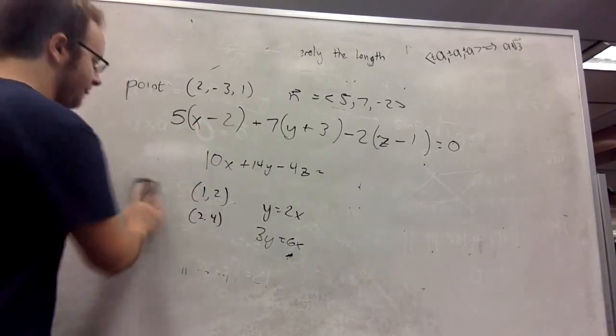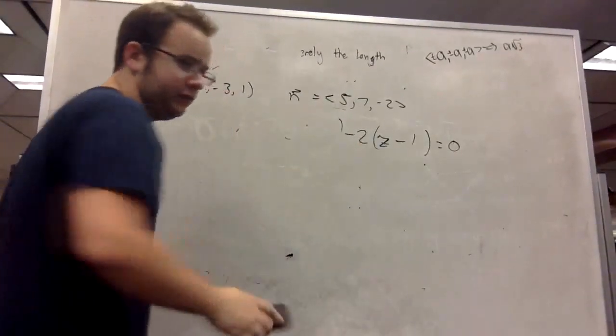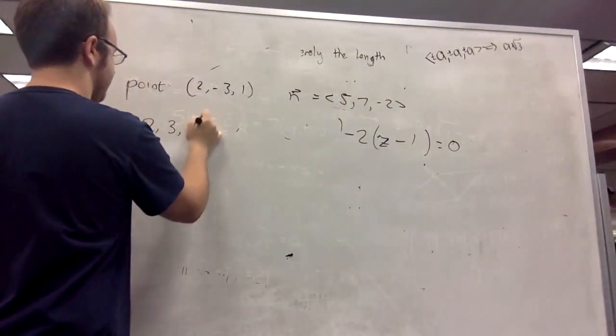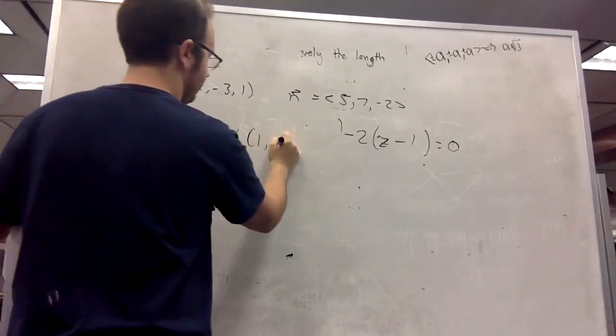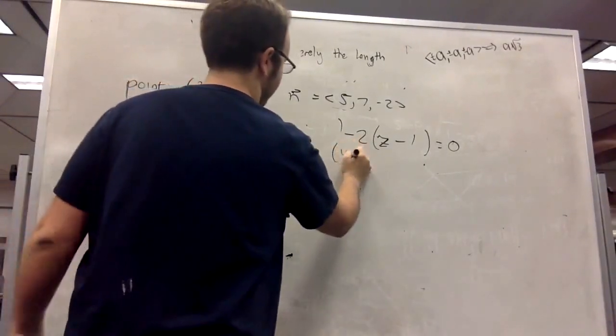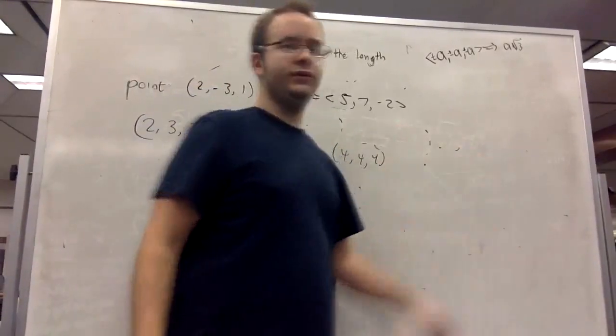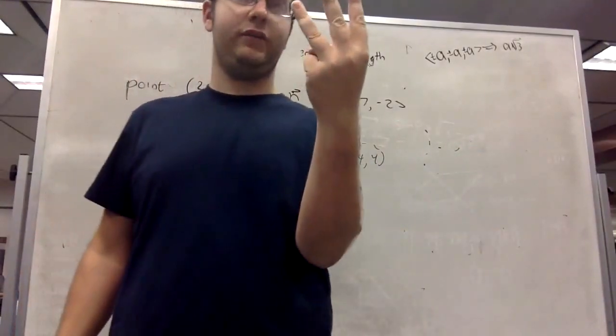Good? All right. The next one's 3 points given. What are the points? (2, 3, 3), (1, 5, 1), (4, 4, 4). Now here I've given you 3 points from which to make what? 3 points can make how many vectors?